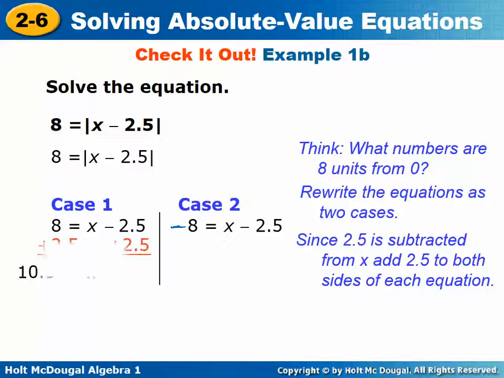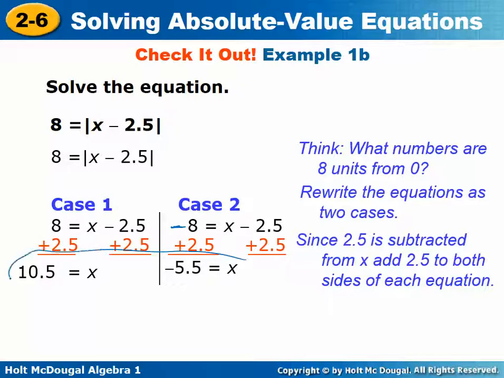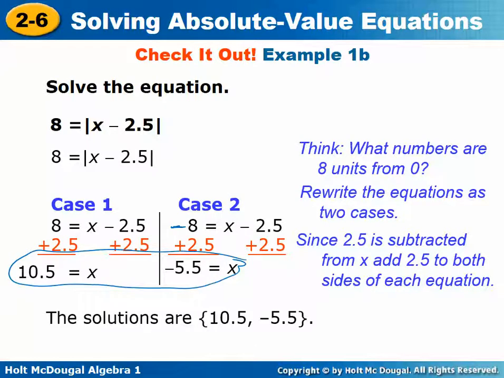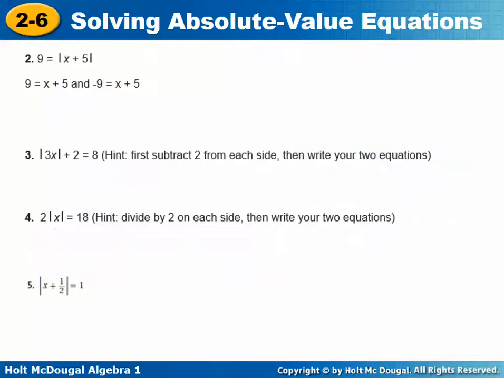So we will add 2.5 to both sides in case 1, and we get 10.5 for x. For case 2, we also add 2.5 to both sides, but now we have negative 8. So negative 8 plus 2.5, and you can check with your calculator if you need to, is negative 5.5. So once you have your two values of x, you can stop and say that that is your answer. You don't have to list them like that.